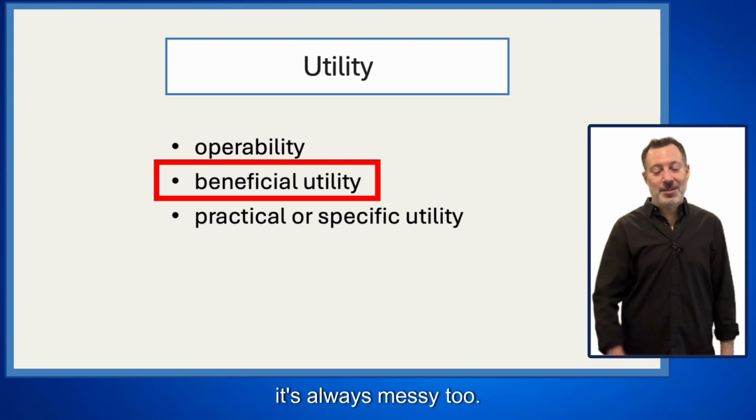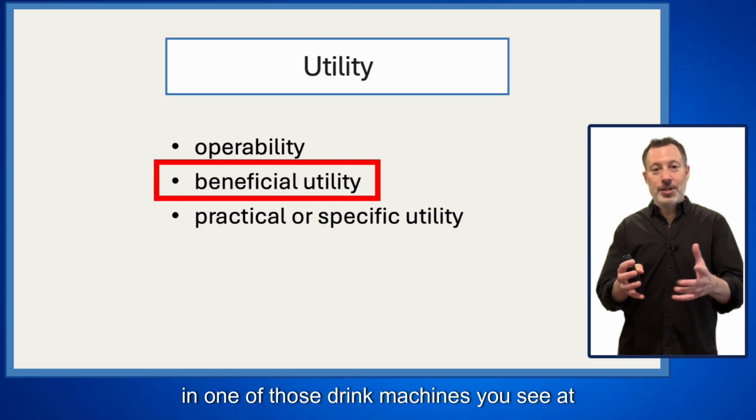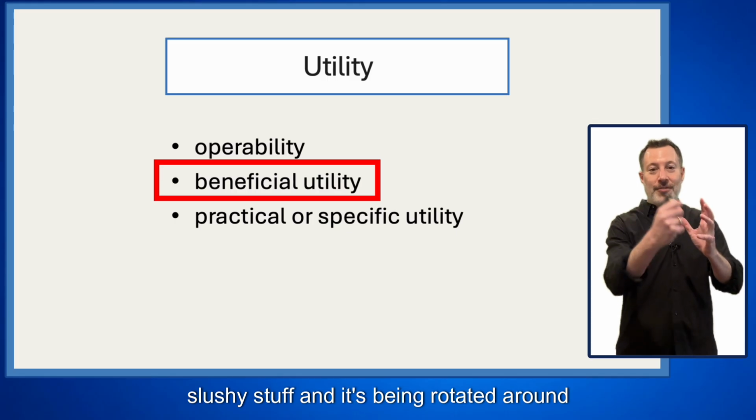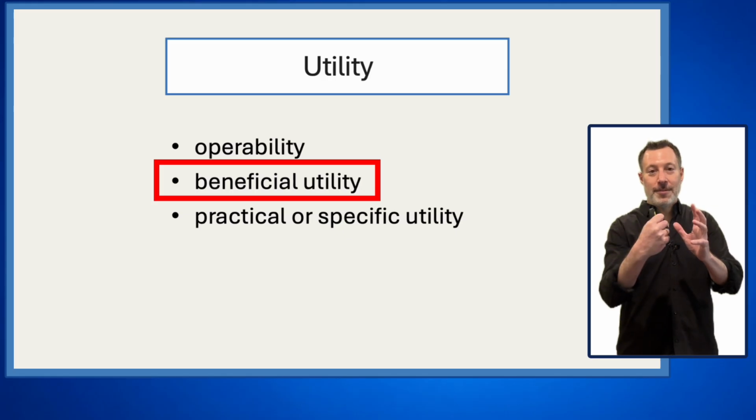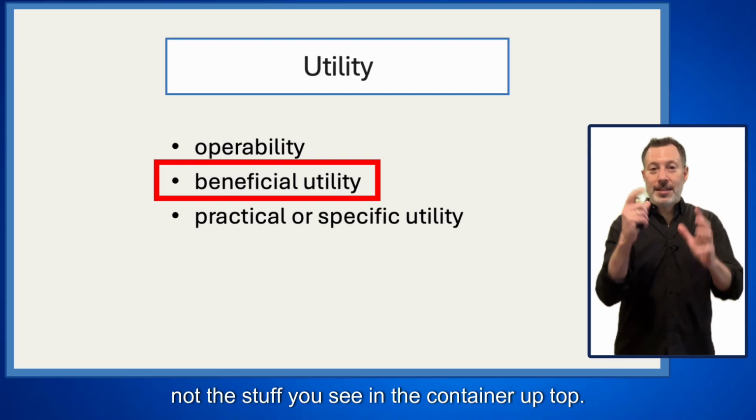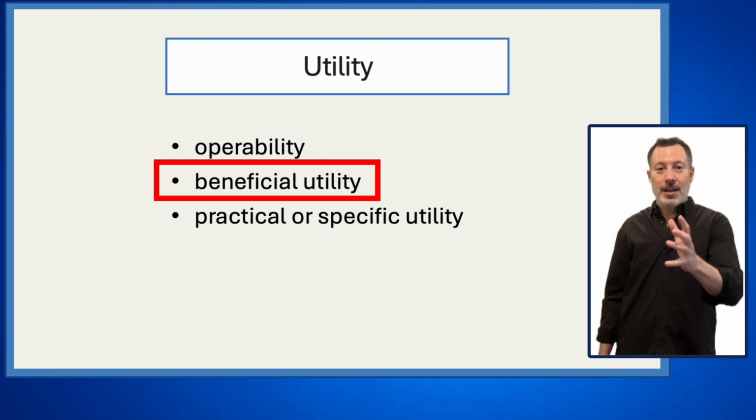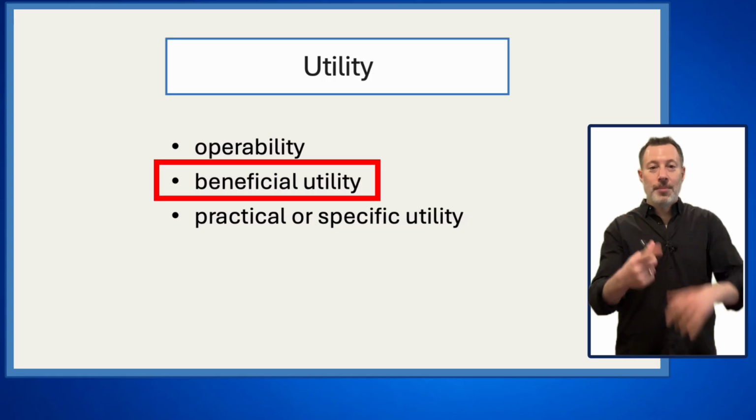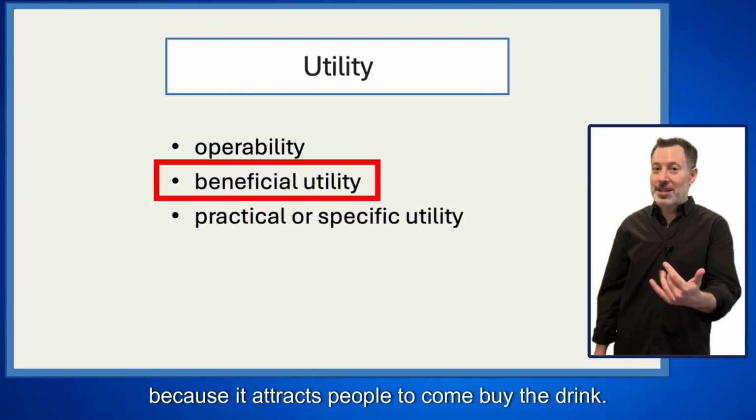And it's always messy too. My favorite case in beneficial utility was a dispute where the patent was in one of those drink machines you see at the mall, where up in the top there's a container with some delicious looking slushy stuff, and it's being rotated around and kind of moved, and you can come up and order the slushy stuff. And it turns out those machines are complete frauds. When they serve you the slushy stuff, it's not the stuff you see in the container up top. That container is not adequately refrigerated. They get you sick. And so they use what looks like the drink and they mix it in front of you in the big glass container to entice you, but they're actually serving you something from underneath. And someone had a patent on this machine because it attracts people to come buy the drink.